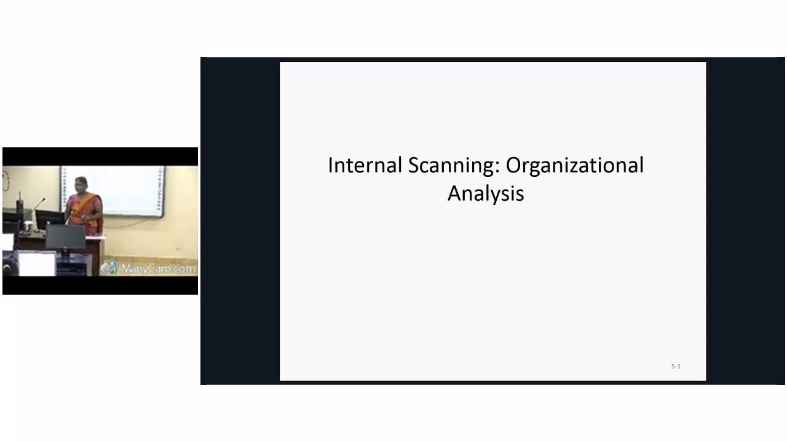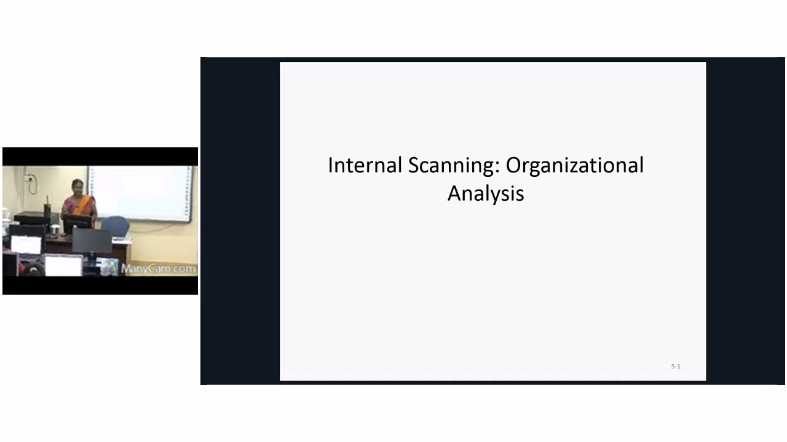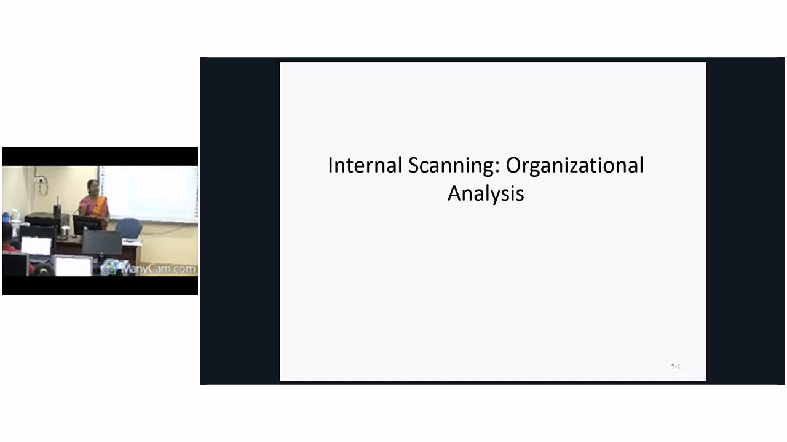Today we talk about internal scanning. In other words, it is organizational analysis, right? Internal scanning or organizational analysis.